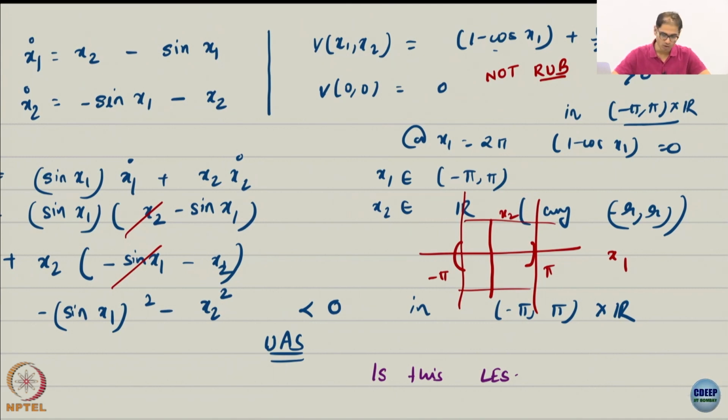Okay. So inside this region, minus pi cross pi, minus pi comma pi cross r, notice the endpoints are not allowed. The important thing to remember whenever I make this is that the equilibrium you are interested in should be within this.